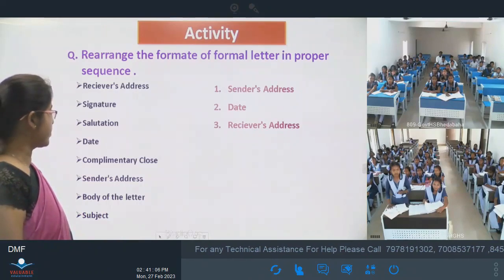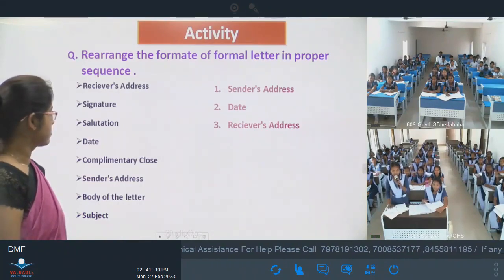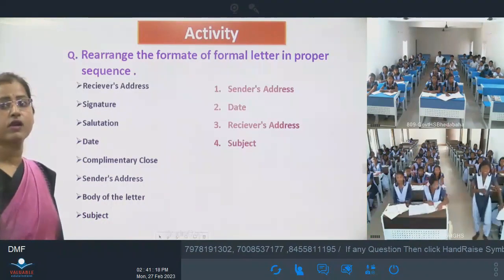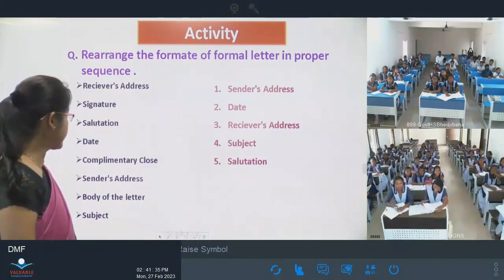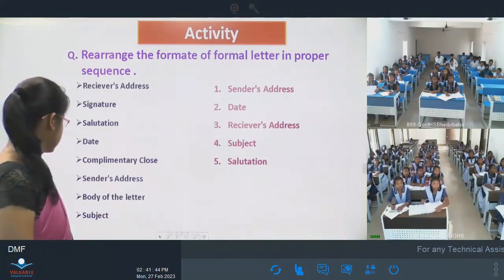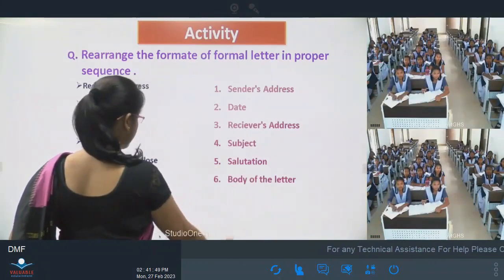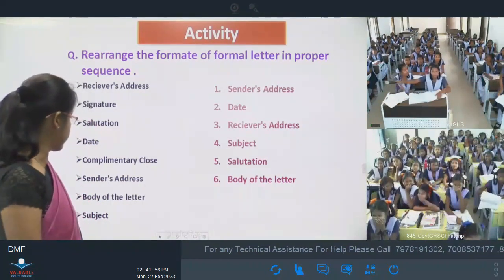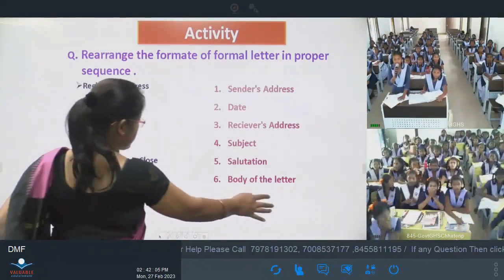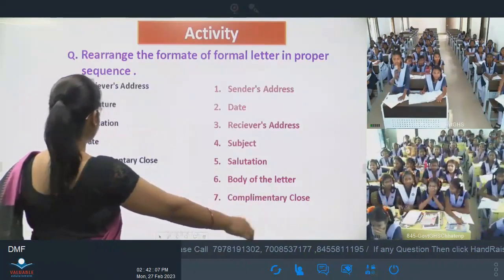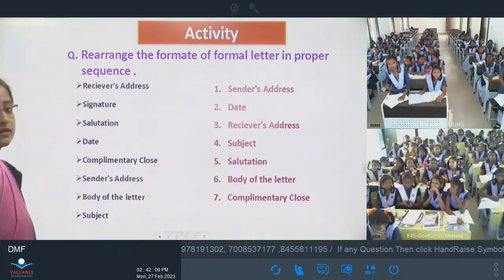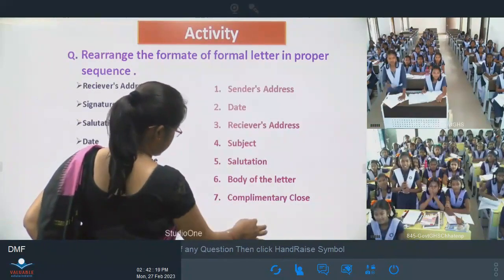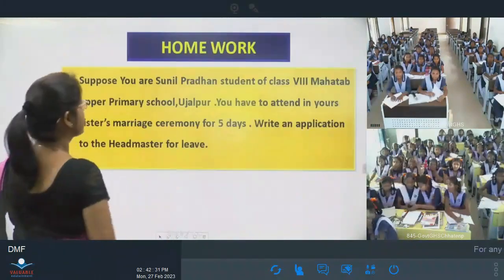Then fourth, what do we have to write? Subject. Then next, salutation. Next, body of the letter. Okay. Next, very good, good answer. Next, what do we have to write? Body of the letter, then complimentary clause. Okay. Next and last one. Last one, signature. Okay, very good. Last one, signature.